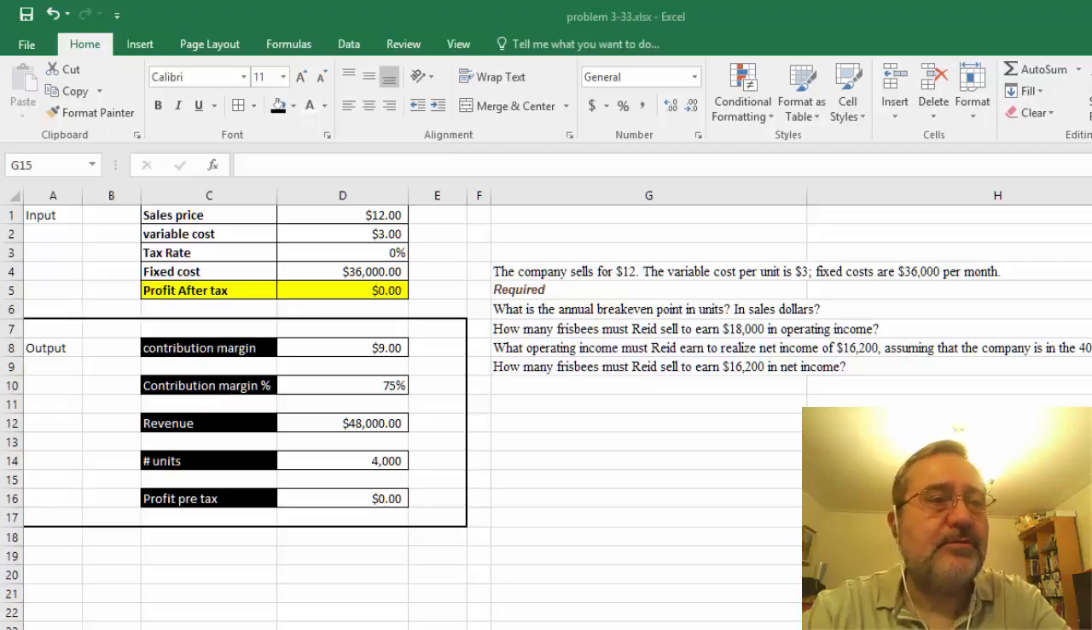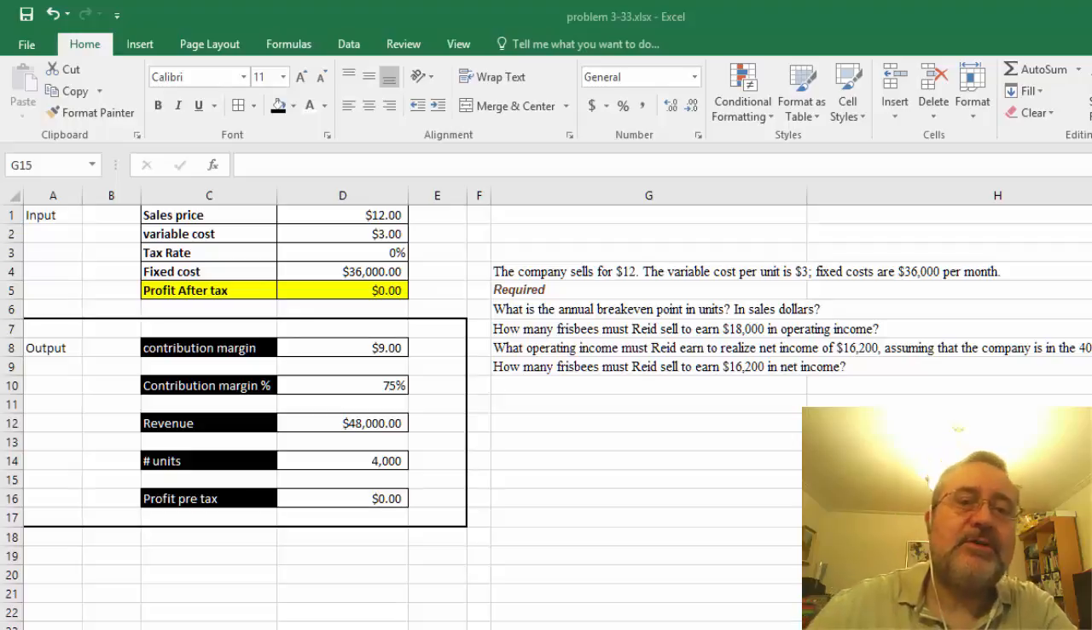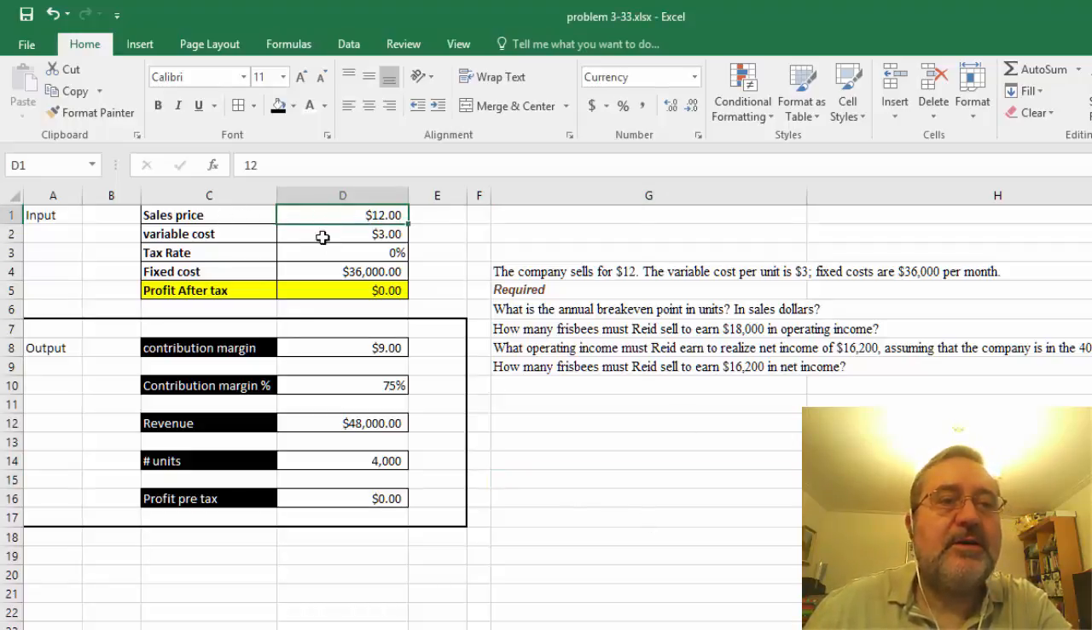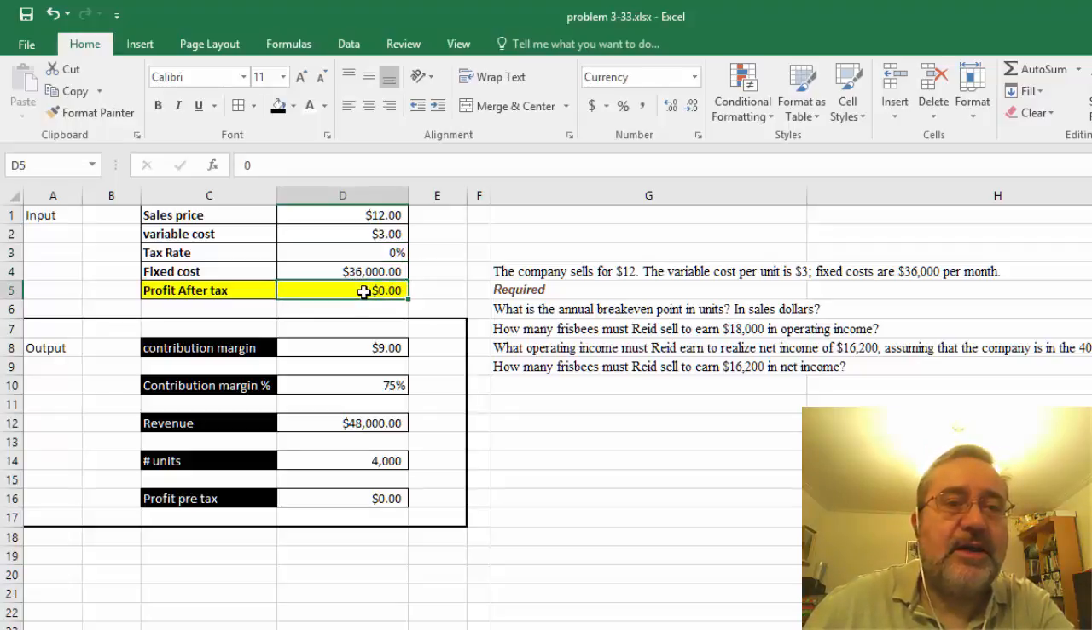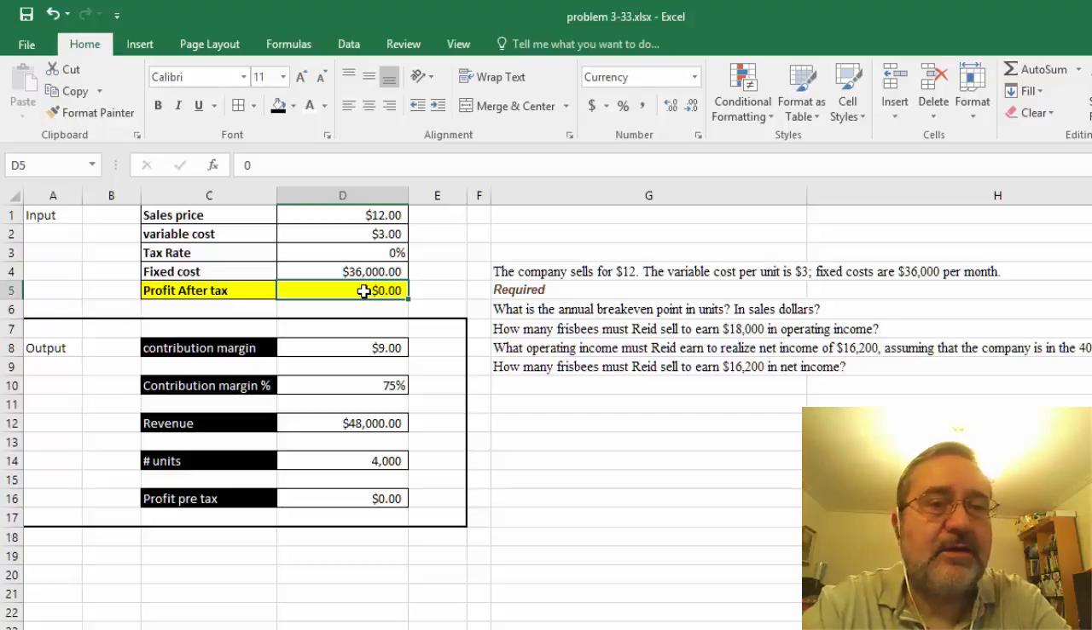So what I put together here was a model that we can use to basically calculate a number of the variables related to some of the problems that we're dealing with. What we see here is we have the input area for the sales price, we have the input area for the variable cost, the tax rate. If in fact there's a tax rate, then that's given, we can add that. If there's no tax rate, we put a 0 there. Then we have the fixed cost, and we then also add our projected after-tax profit.